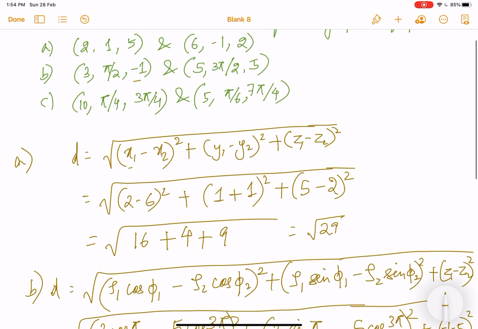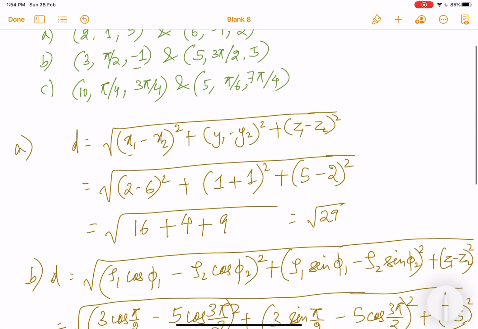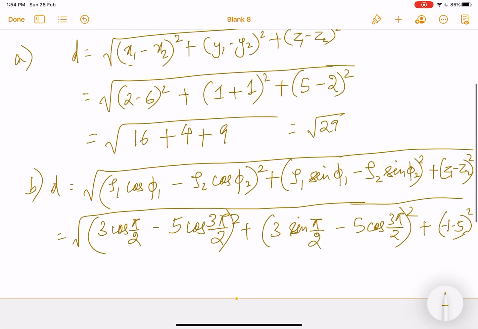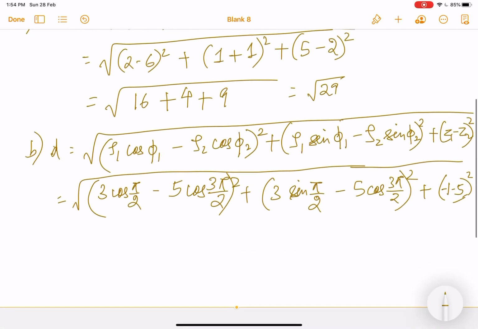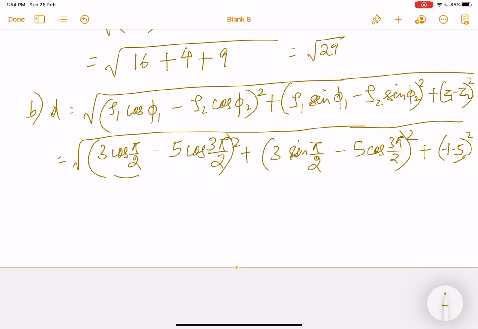Okay, 3 cos pi by 2, 3 sin pi by 2, 5 cos 3 pi by 2. Yeah, all this is correct. Then we all know cos pi by 2 is 0. Cos 3 pi by 2 means cos 270 degrees, so this is also 0. So this whole thing is 0.